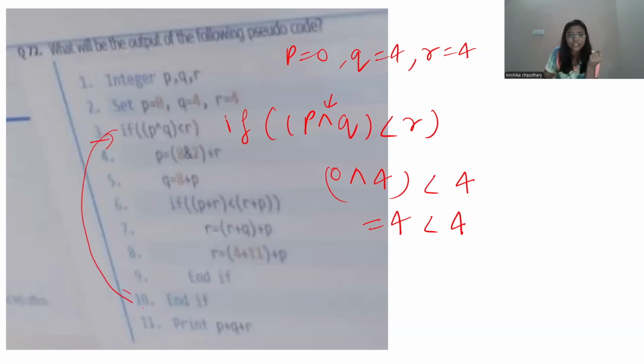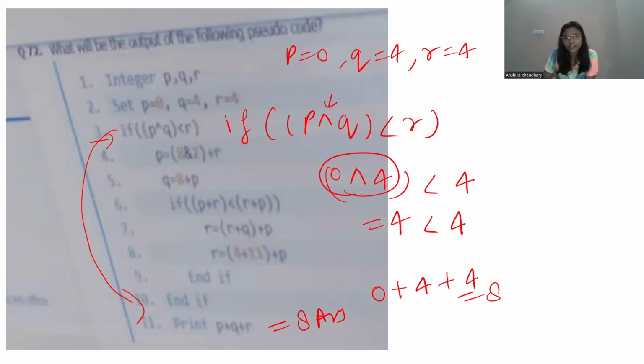The control will directly come to line number 11 and it will print P plus Q plus R, that means 0 plus 4 plus 4. That means 8 it will print, and 8 will be our final answer. Right. If you don't have the idea about how we are getting 4 with zero, let me make it clear.